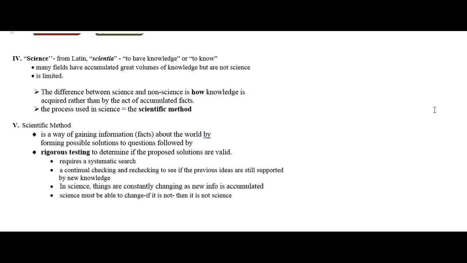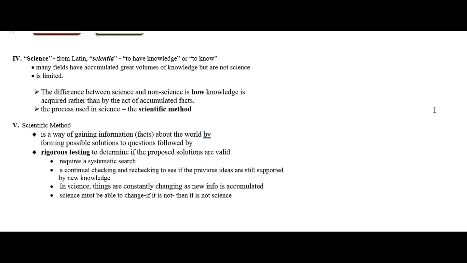So empirical science, Newtonian science, is what uses the scientific method. The word science comes from Latin. It means to have knowledge or to know. And you need to know how this is different from something like history. So many fields have accumulated great volumes of knowledge but are not science. Newtonian science is limited, right, to what we can observe, what our senses can observe and do experiments on. It doesn't have to be just our senses, but extensions of our senses.